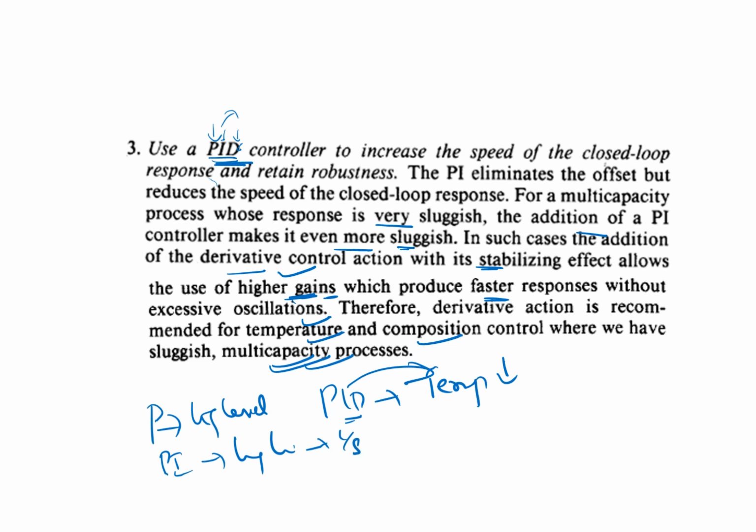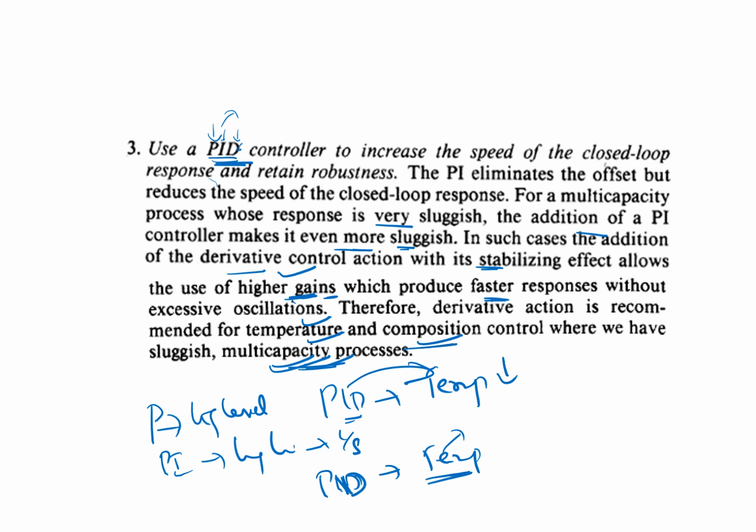Okay. And it should not be applicable for flow process. Then PID is for temperature. The reason is it is sluggish, so for that it produces more gain. Since it is a slow process, it takes more time, so you have more gain in this. And multi capacity process also gives more gain. Composition also gives more gain.